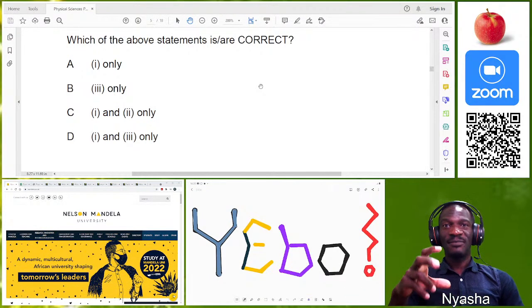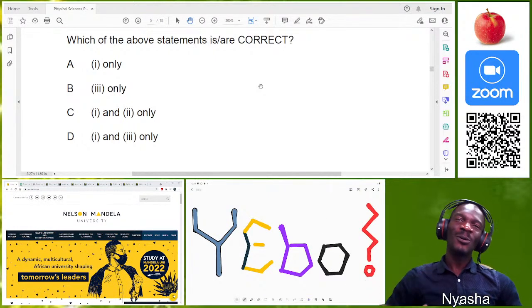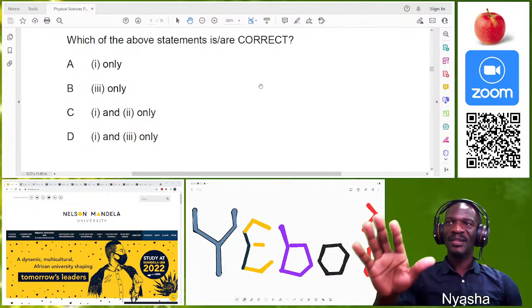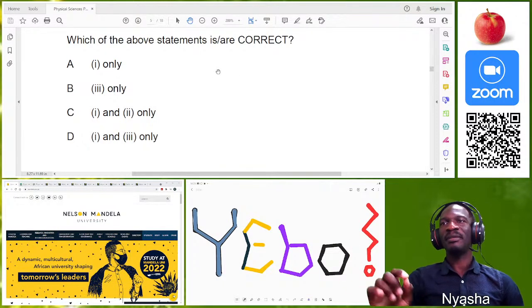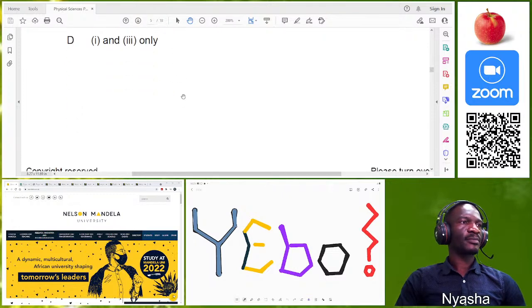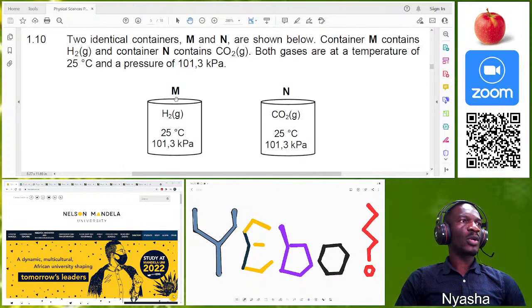When you now have the two truths, or the one true, or the two falses, or the three falses, whichever way, then you can visit the answers and pick which ones were true, because we're looking for the correct answer. So that would sum up all your questions for the multiple choice section.